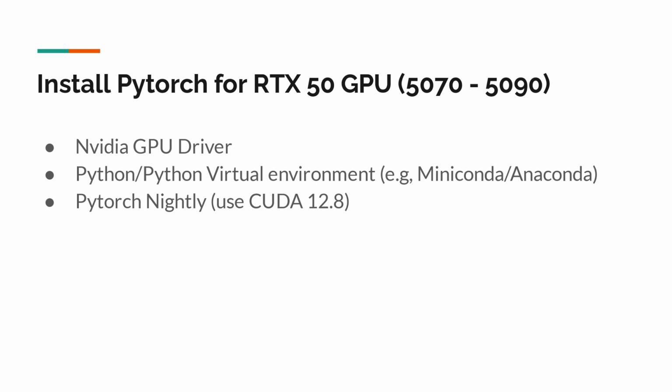Now let's see how to install PyTorch for the RTX 50 graphics card. We just installed the Linux GPU driver. What we need to do is to install Python and the Python virtual environment. I recommend using Miniconda or Anaconda, and then we can install PyTorch inside the Python virtual environment. Let's get started with installing the Miniconda virtual Python environment.